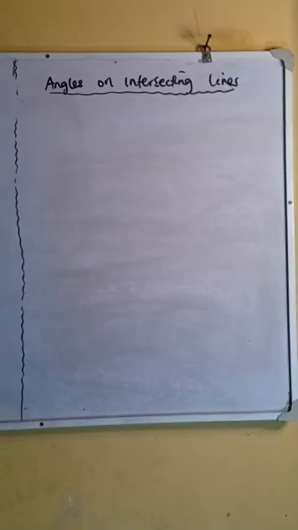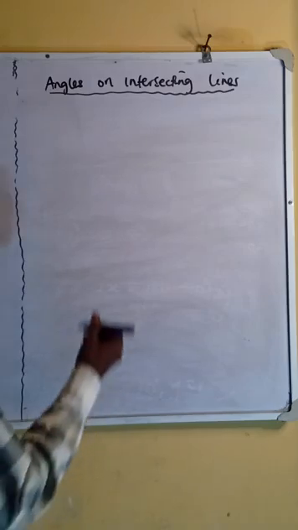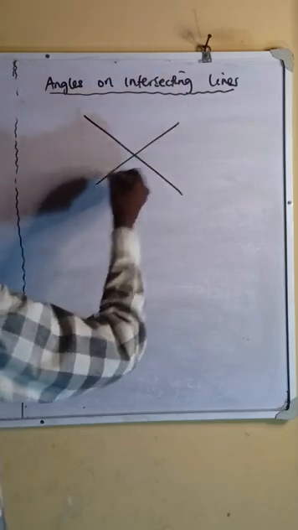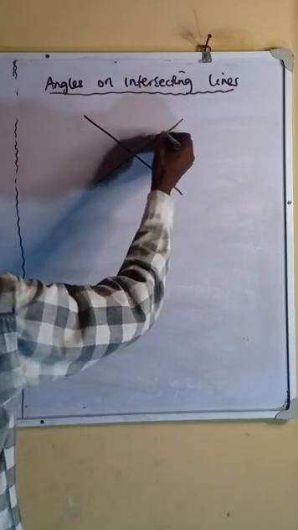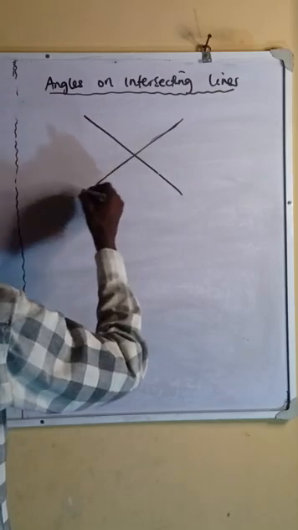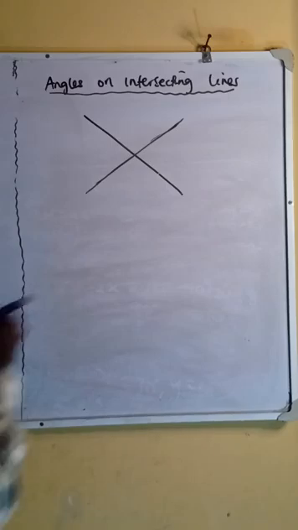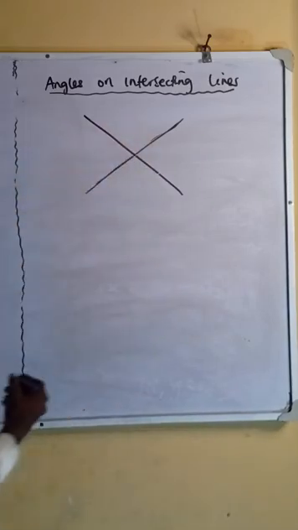All right. The next thing we have to consider in this particular topic is angles on intersecting lines. If you have two lines that cross each other, we say they are intersecting lines. So they intersect. This point is the point of intersection.